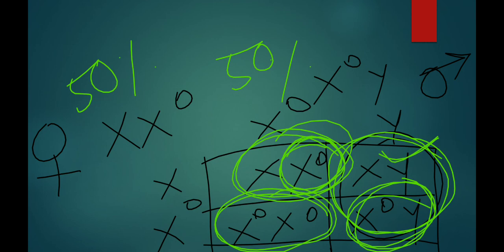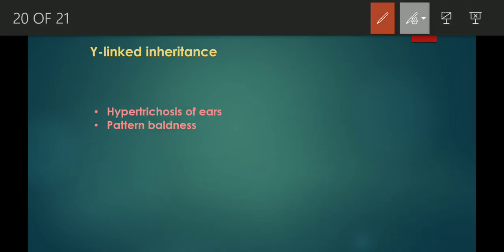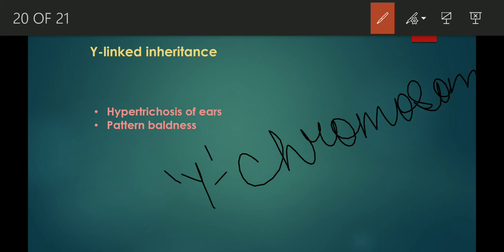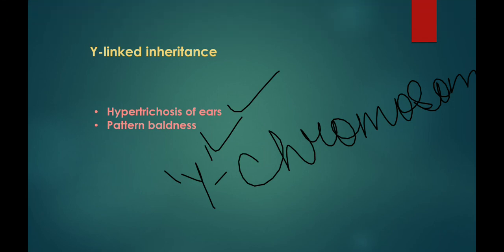Clear? Now comes the Y-linked inheritance. In Y-linked inheritance, these are the defects which will occur when the allele is present on the Y chromosome. As the allele is present on the Y chromosome, that's why the name is given as Y-linked inheritance, right? Two examples are there. Hypertrichosis of ears, where there is growth of hair out of the ears, and pattern baldness, which is only present in males. So these are Y-linked inheritance. Y-linked inheritance is not in the syllabus of class 10, so I will not go into detail.